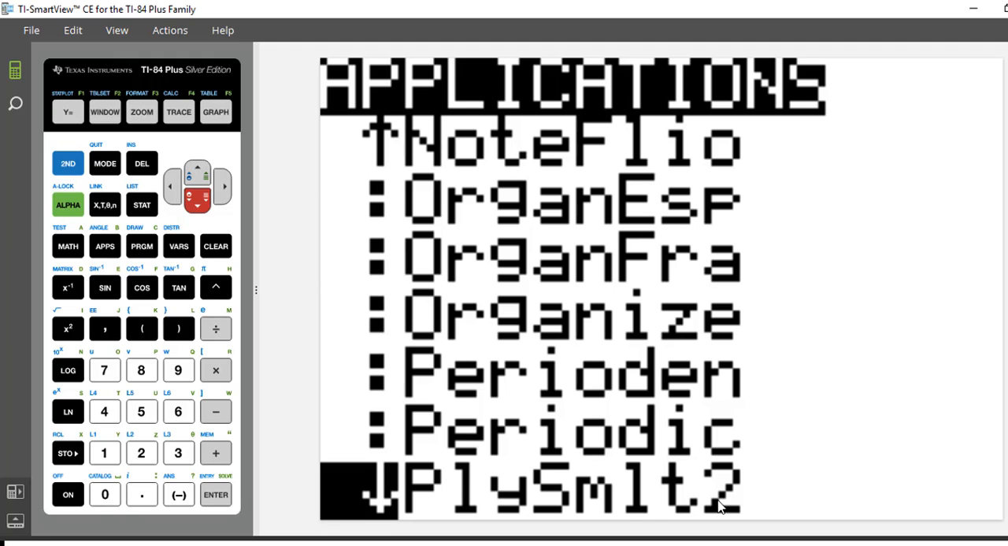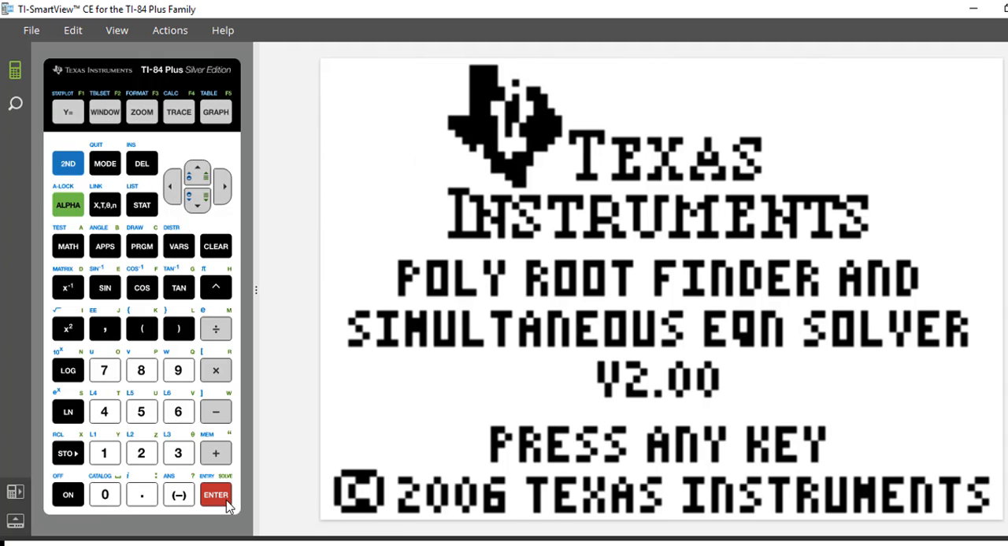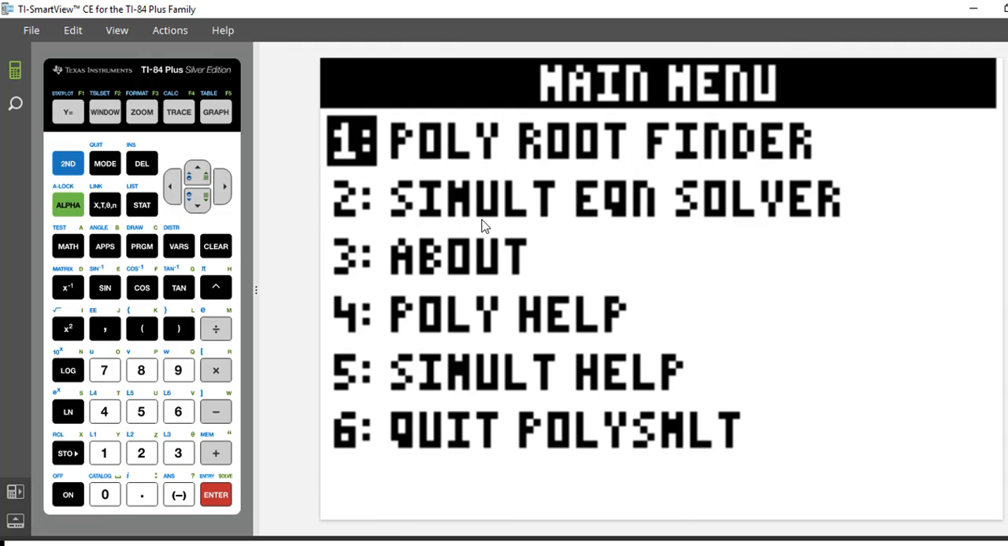How to use this application? With this application, you can solve any polynomials. You can find the zeros or roots of polynomials easily by using the polyroot finder. Let's explore this application. So I press enter.